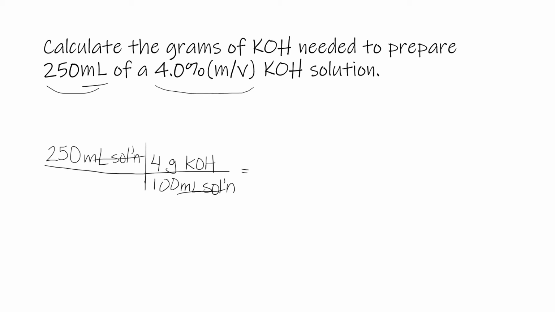So we can solve this problem by multiplying and dividing here. We have 250 times 4 divided by 100, and we're going to get 10 grams of KOH, potassium hydroxide. And we're going to need two significant figures. I didn't add that in here, but this is 4.0. So that has two significant figures. 250 milliliters has two significant figures. So make sure to write that decimal place right there to indicate that that 0 in the 10 is significant.